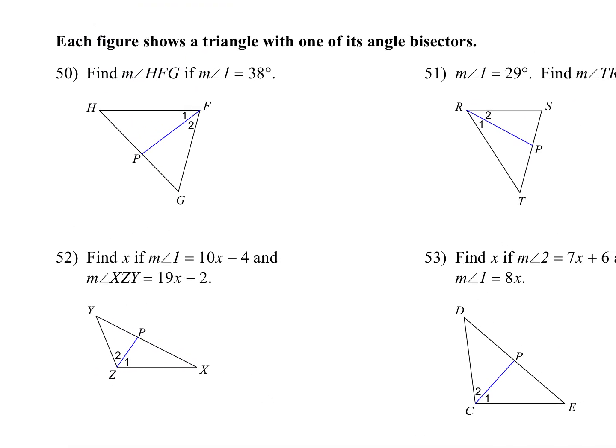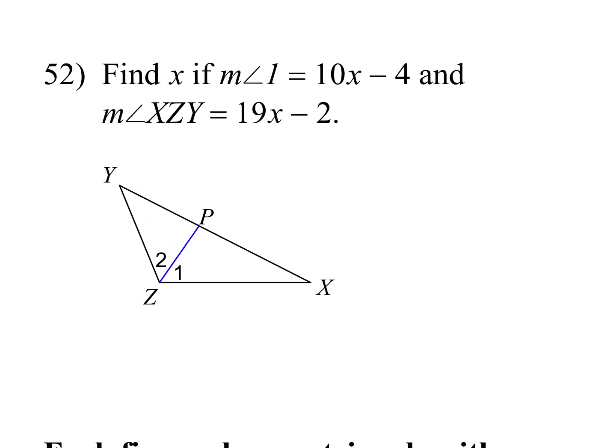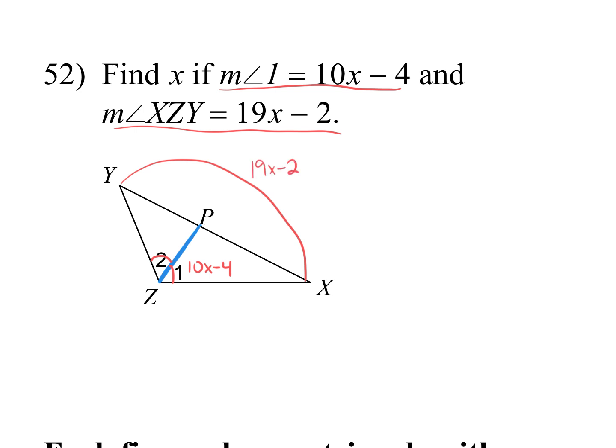On number 52, we're talking about angle bisectors. So it tells you that this line, PZ, is an angle bisector. What does that mean? What does this line do? Splits this angle in half, so angle 1 and angle 2 are congruent to each other. In the directions, it says the measure of angle 1 is 10x minus 4. And then it says this whole thing right here is 19x minus 2. What do I know angle 2 is then? Yep, since 1 and 2 are the same, we know 2 is also 10x minus 4.